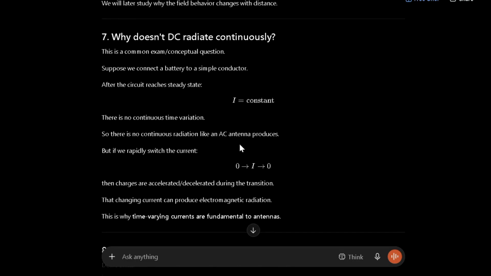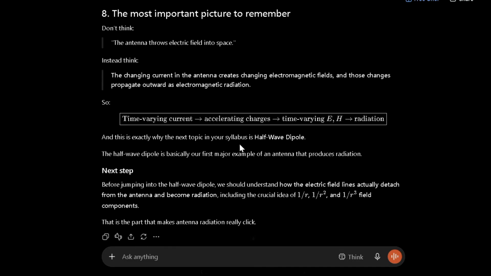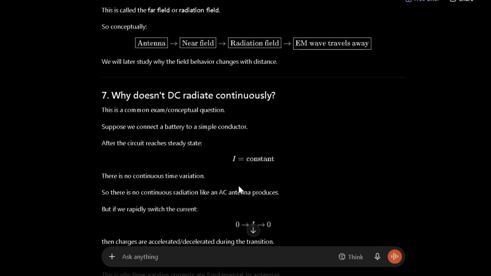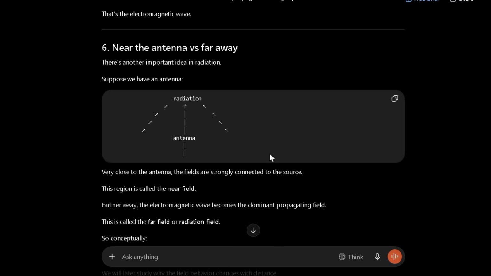DC means the current is constant, right? That will not be true. We'll talk later.